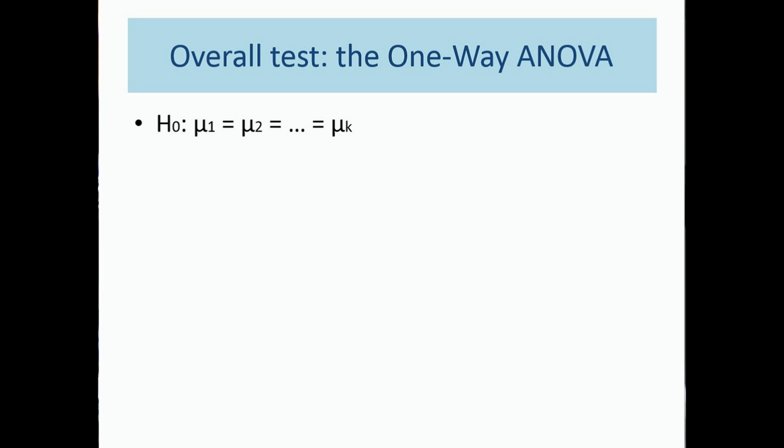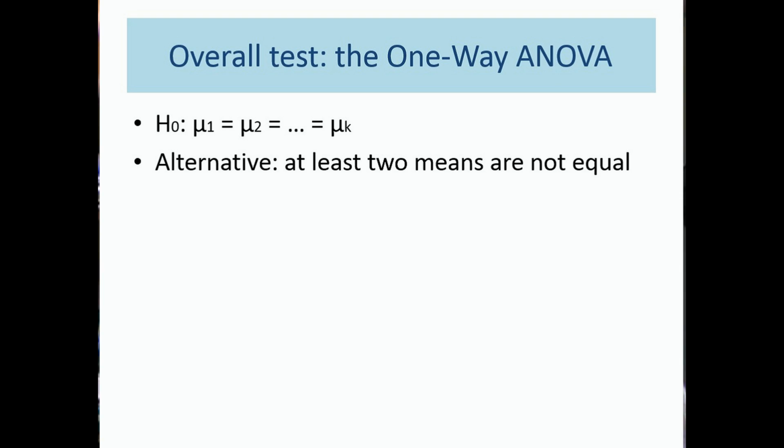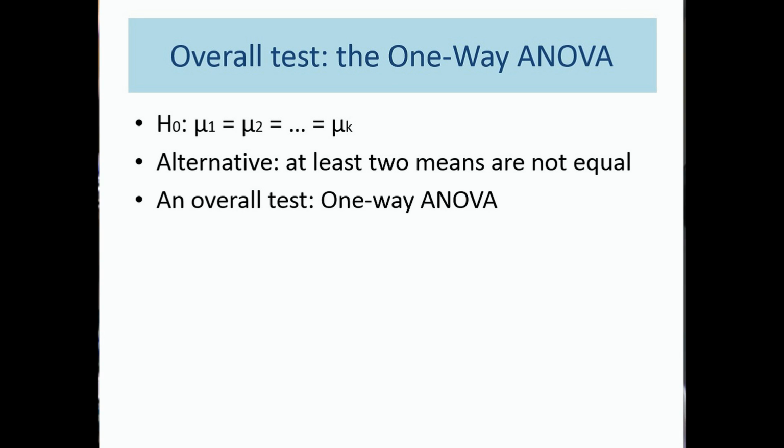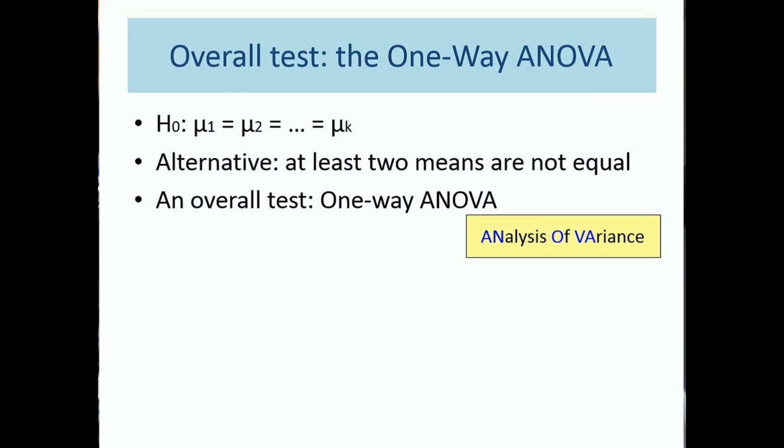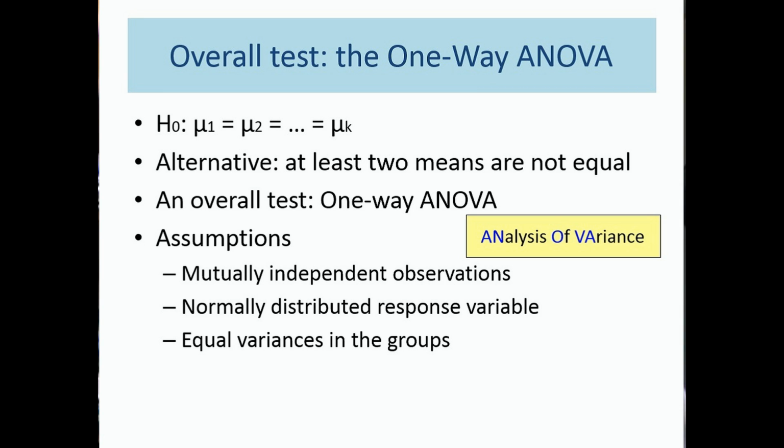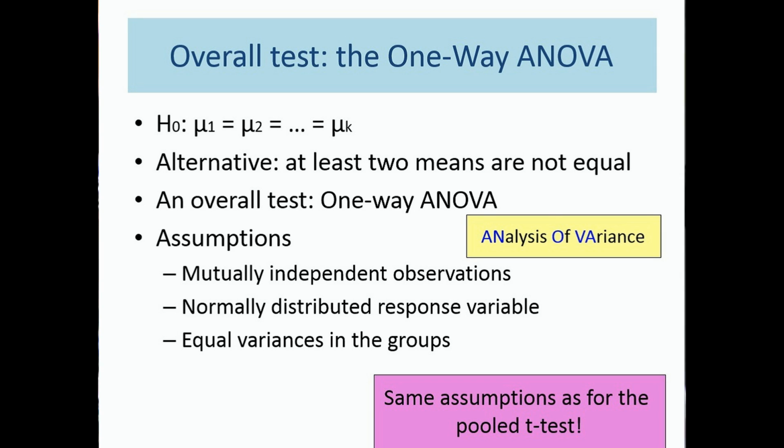The null hypothesis states that all means are equal. The alternative says at least 2 of the means are not equal. The overall test is the one-way Anova, Anova being short for analysis of variance. The assumptions for a one-way Anova: we should have independent observations, the distribution should be normal for each group, and equal variances for all groups. In fact, these are the same assumptions as for the pooled t-test.